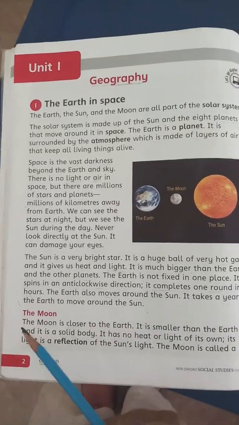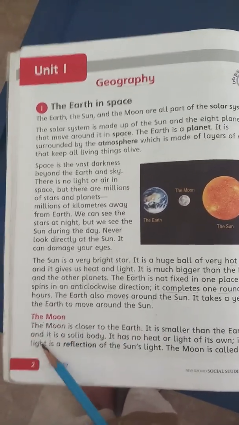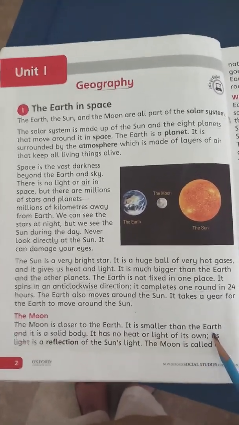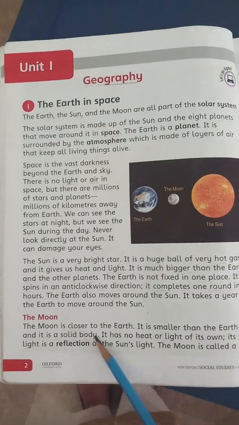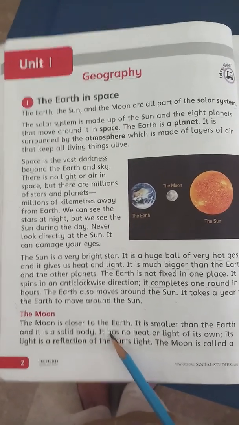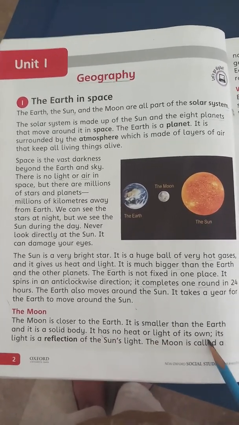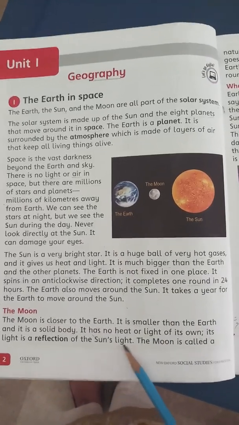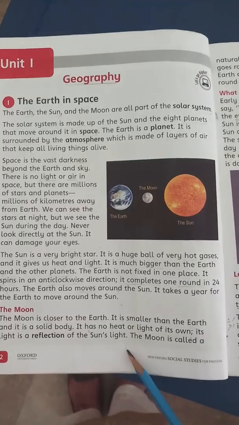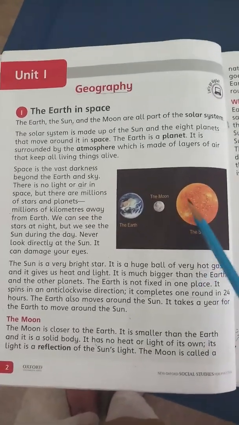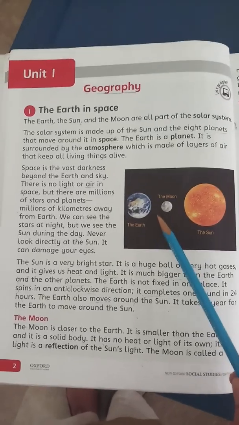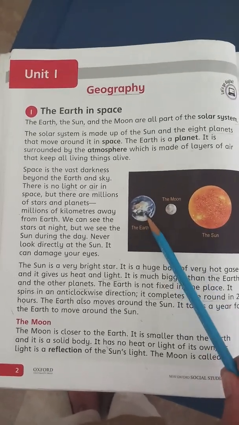The second topic is the moon. The moon is closer to the Earth. It is smaller than the Earth and it is a solid body. It has no heat and light of its own. Its light is a reflection of the sun's light. The moon takes its light from the sun as a reflection, and as a reflection it looks shiny.